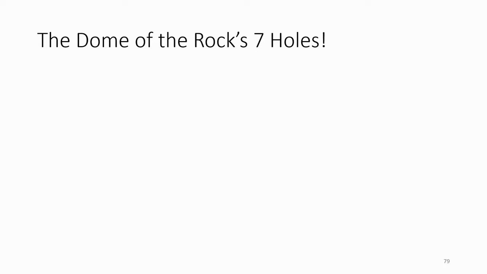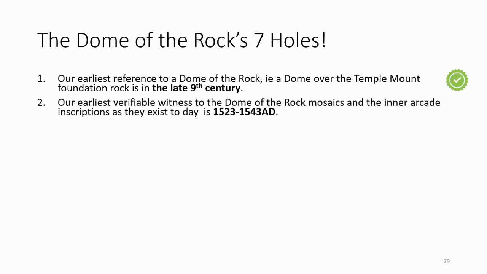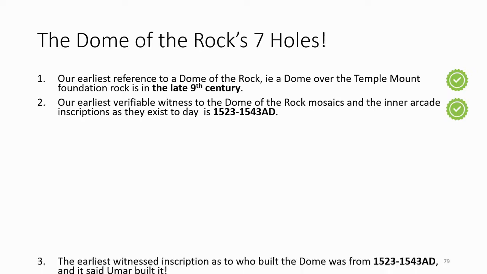And so, to kind of summarize, the Dome of the Rock. So what were they? Our earliest reference to a Dome of the Rock, i.e. a dome over the Temple Mount foundation rock, is in the late 9th century. We've shown that. Our earliest verifiable witness to the Dome of the Rock mosaics and the inner arcade inscriptions as they exist today is 1523 to 1543 AD. In other words, incredibly late, only 500 years old.